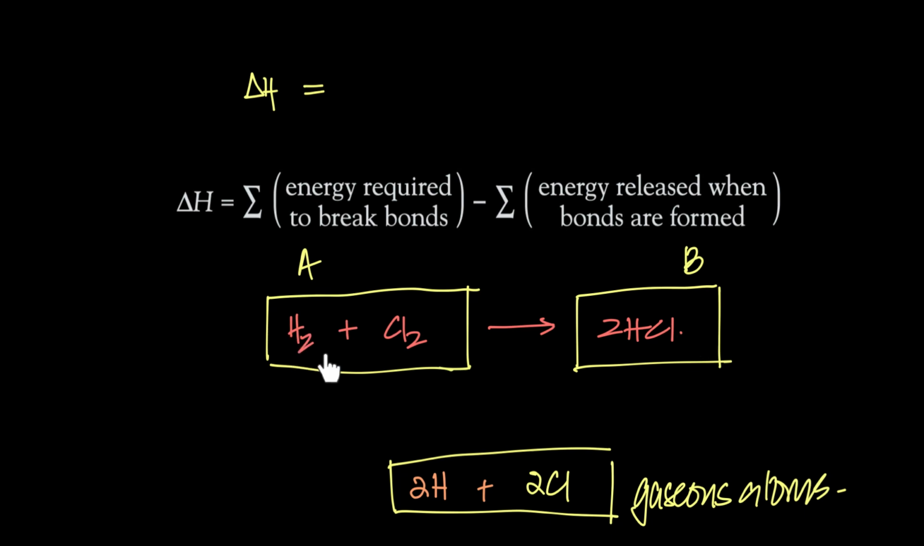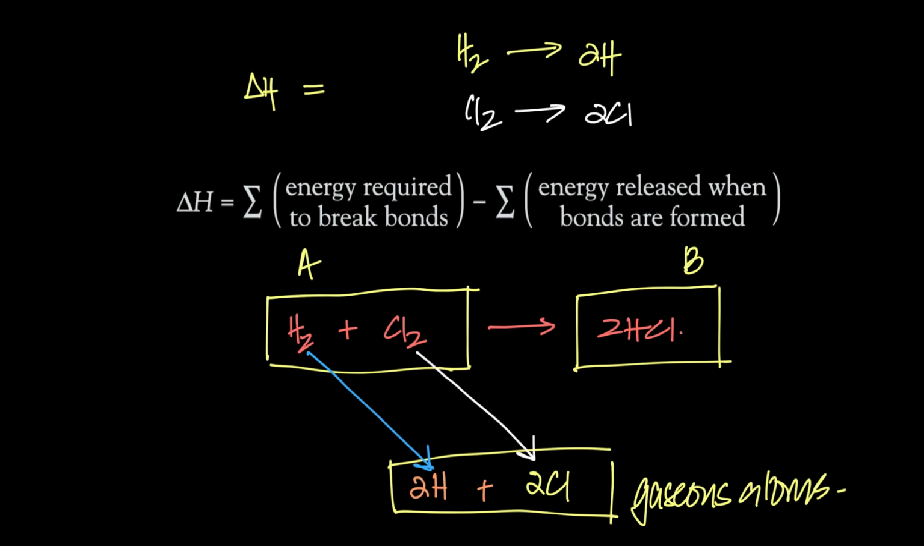So now, for example, if this is not a chemical reaction and you had to break the bonds of H2, what would that be? If I say break the bonds of H2, you would make 2H gaseous atoms. That would be this blue arrow. Then if I say, okay, break all the chlorine bonds, you would make 2Cl atoms. That's this one right here. And then if I said, okay, now break the HCl bonds. If you break one HCl bond, you get one H gaseous atom and one Cl gaseous atom. So if you break two HCl bonds, you're going to get two H atoms and two Cl atoms.